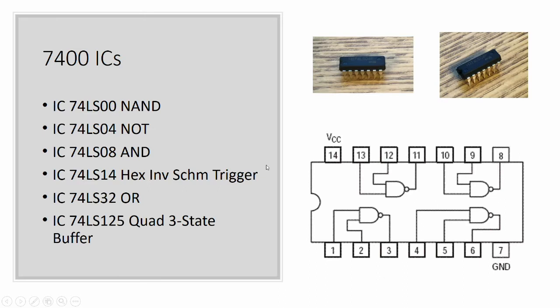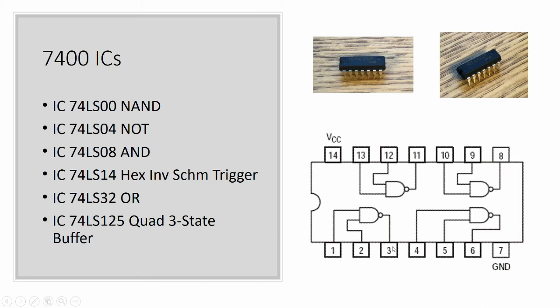Our first set of components we're going to talk about is our 7400 ICs, and these are usually our logic gates. You can see here we have our NAND, our inverter, which we're going to call a NOT, and we also have our Schmitt trigger, which will be a component we might use later for what we call debouncing, an OR logic, as well as a quad 3-state buffer.